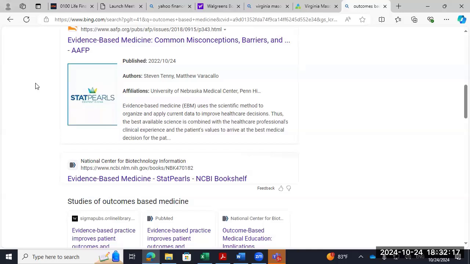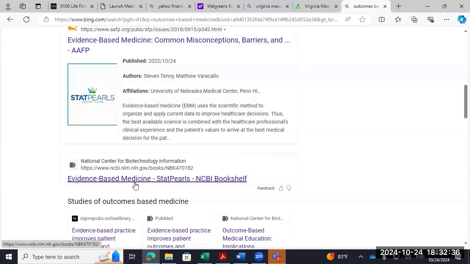I do worry about CVS being a pharmacy, an insurer, and a medical provider of services, because you kind of wonder if they own the entire system. If their goal is to maximize profits, what does that mean for the patients? So it's going to be interesting to see.